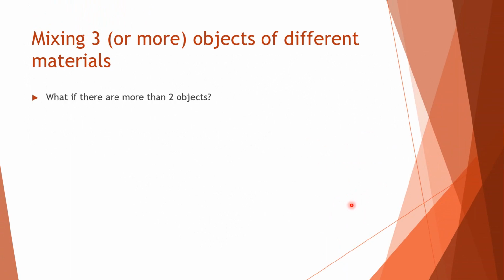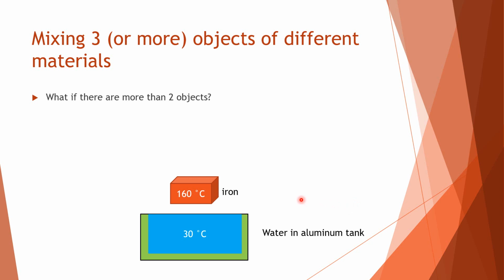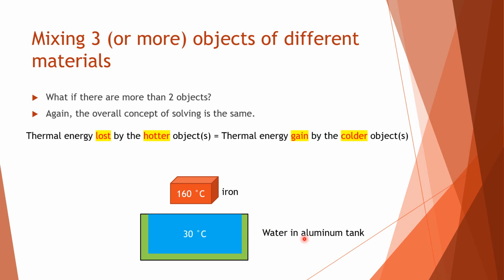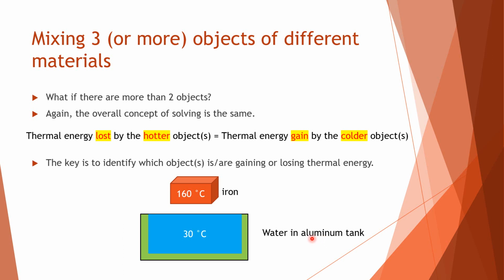What if there are more than 2 objects? Taking this example, I have this iron and the water in an aluminium tank. So there are actually 3 materials: iron, water, and aluminium tank. Again, the overall concept is the same. Energy lost by the hotter objects is gained by the colder objects. For this particular case, the energy lost is by the iron, and the energy gained is by the water and the aluminium. So the key is to identify which object is gaining or losing thermal energy.